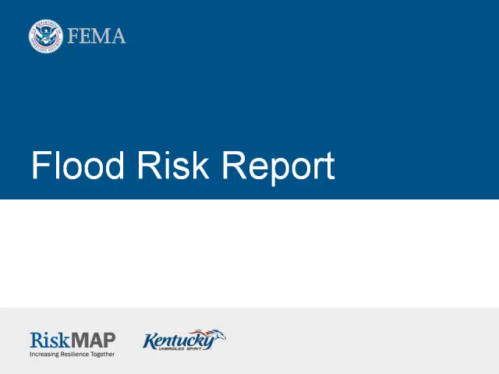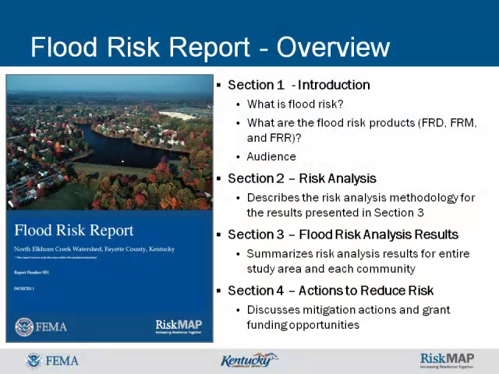other special interests. There are 4 sections that are included in the Flood Risk Report, including the introduction section that describes flood risk and provides a summary of the flood risk products. Section 2 explains the methodology for the flood risk analysis results. Section 3 provides a summary of the risk analysis results for the entire study area and each community within the study area. Section 4 provides information on ways to reduce risk, including potential mitigation actions and grant funding opportunities.